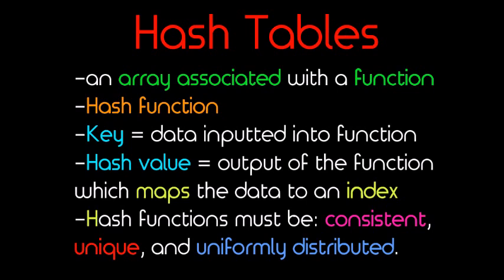For this reason, the hash function needs to be consistent so that it outputs the same hash value for the same keys. The hash function also needs to be unique so that each key is mapped to a unique hash value. And finally, the hash function should uniformly distribute the data across the size of the hash table.